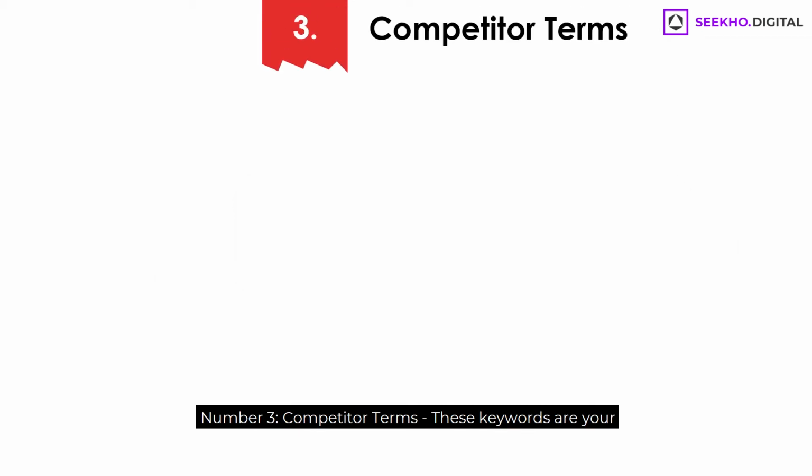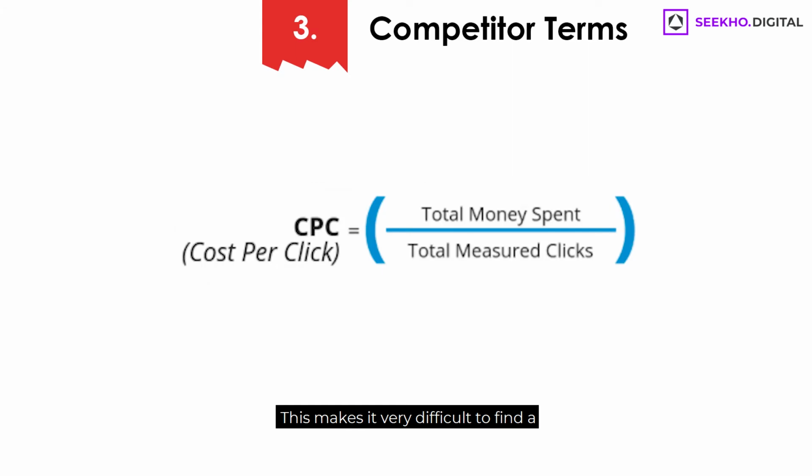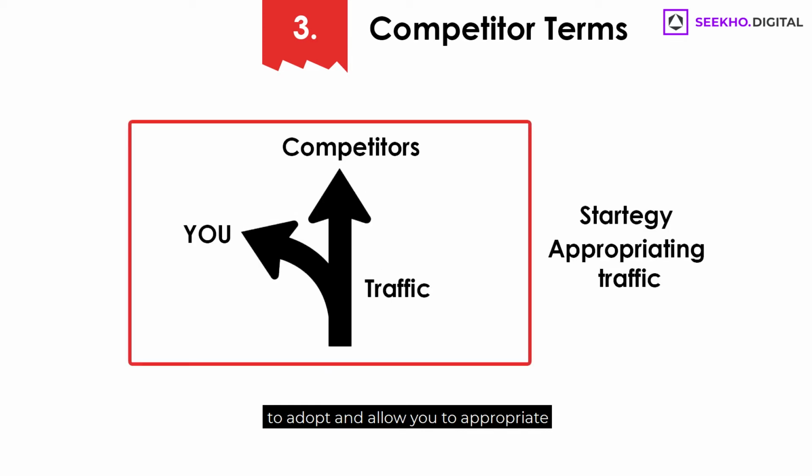Number 3. Competitor terms. These keywords are your competitors' brand names. Over the years, Google has made the quality score requirements for these keywords difficult. This makes it very difficult to find a reasonable CPC for the competitors' keywords. But these keywords are an excellent strategy to adopt, as they allow you to steal some traffic from your competitor.